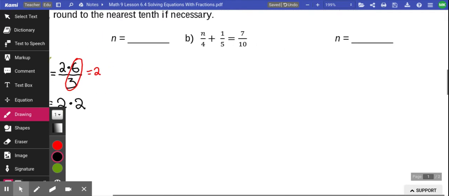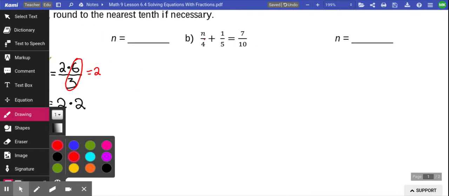Okay, let's look at B. So B has 3 fractions again. All numbers. So I have a 4, a 5, and a 10. My goal is to find a number that all of those could divide into. So for instance, the number 10 could divide into 10, 5 could divide into 10, but 4 could not divide into 10. So 10 would not work to multiply things.